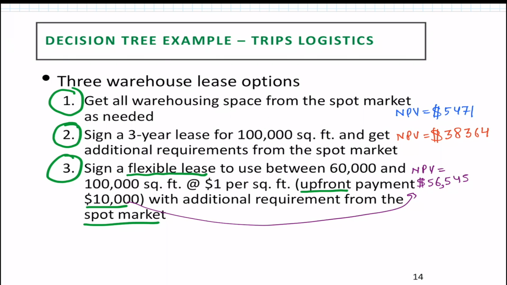So we deduct this upfront payment of $10,000. So minus 10,000 is 46,545. So when we account for all these uncertainties, obviously option 3 seems to be the best one.